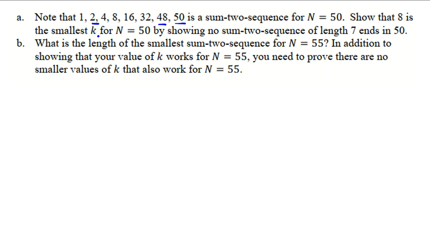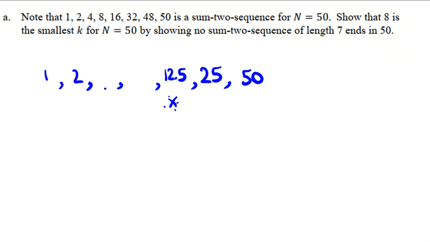The smallest k for n equals 50: the problem says to show that 8 is the smallest k for n equals 50 by showing no sum 2 sequence of length 7 ends in 50. We try to prove it by contradiction. Suppose that we can reach 50 with length 7.